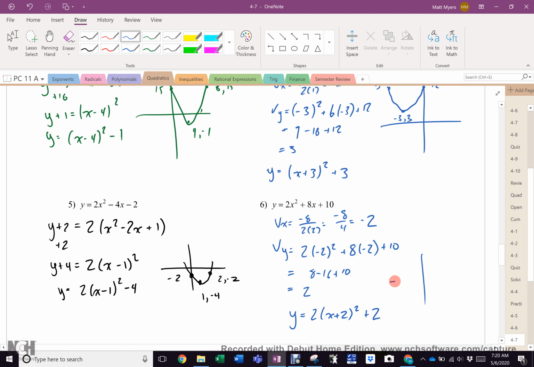Then I graph it. Negative 2, positive 2. When I go over 2, I should go up 4. But of course, it's doubled, so I'm going up 8 to 10. And then this is negative 2, 2. So then I go that way 2, which is negative 4, 10. And there's my sketched graph.